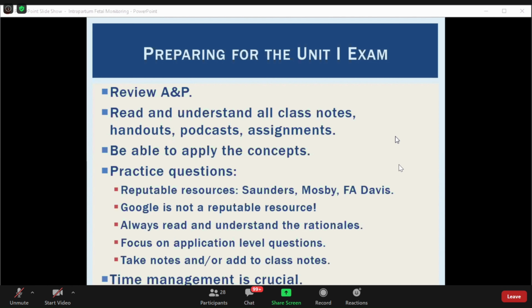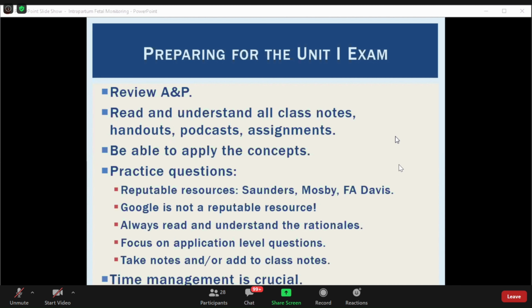So if you're doing questions that are outside of F.A. Davis, Saunders, Mosby, the other one I want to say, Lippincott. There's a specific Lippincott that I'm thinking of that I can't name, but make sure that you're using reputable sources, okay? Google is not reputable, right? Any and everybody posts all kinds of things on Google.